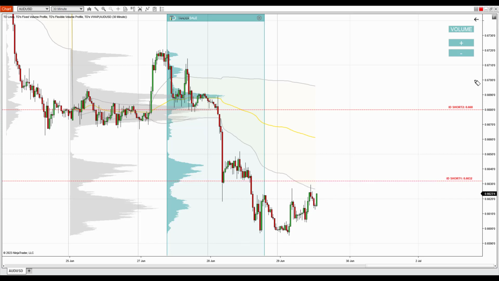I'm just talking about it because I published this level yesterday in my members area, and right now it seems it got spent. But what I want to talk about more is this second resistance, which clearly hasn't been tested yet. So let's focus on that.